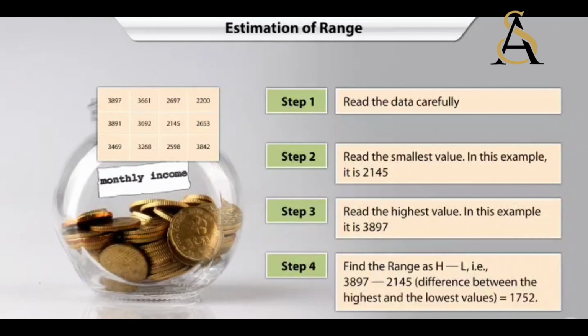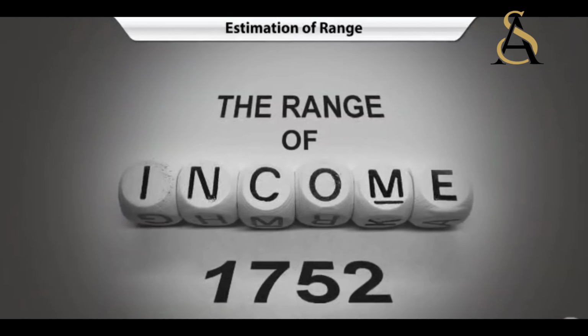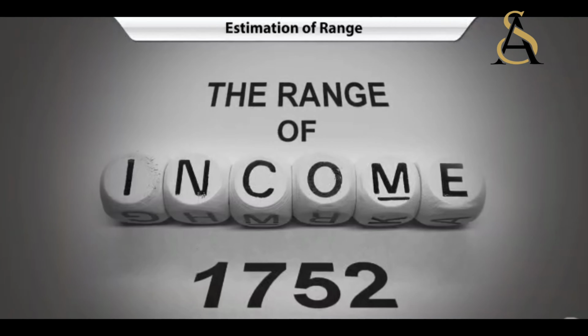Step 4. Find the range as H minus L, that is 3897 minus 2145. Difference between the highest and the lowest values is equal to 1752. The range of incomes is 1752.